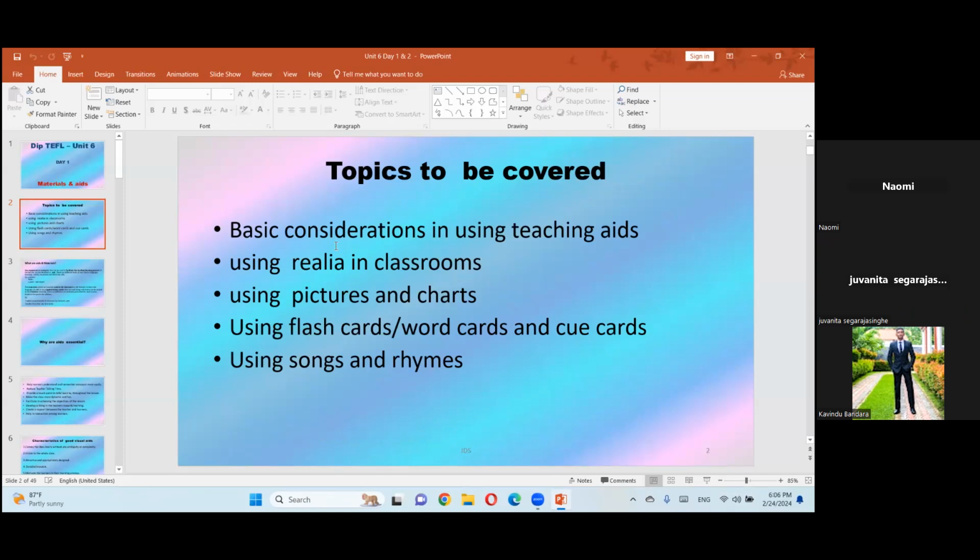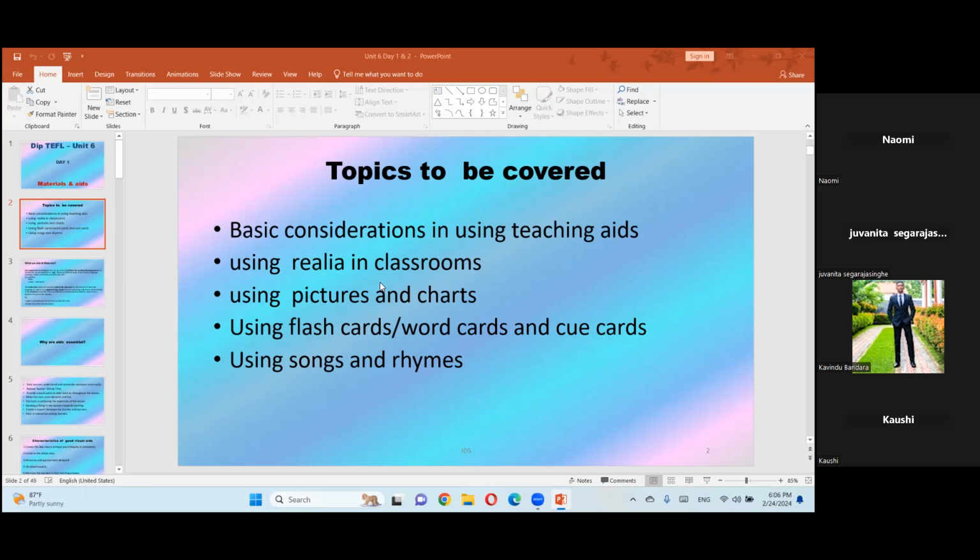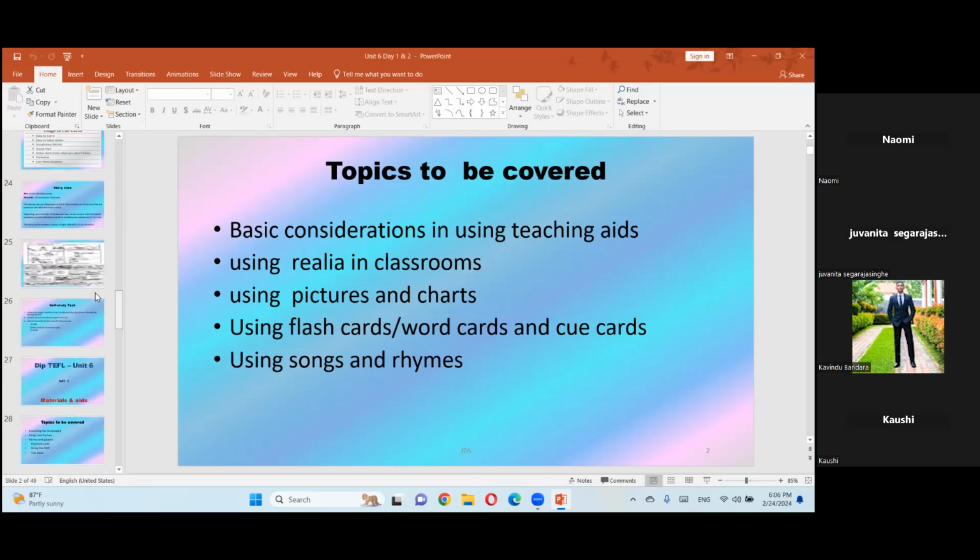We tried to find what materials and aids were. Then we discussed realia, how we can use realia in the classroom. What are realia? We focused on certain examples, then pictures and charts, flashcards. Only this much. I don't think we did songs and rhymes, right? So the first 4 subtopics were handled during day 1. Today, we are moving towards the day 2 content.